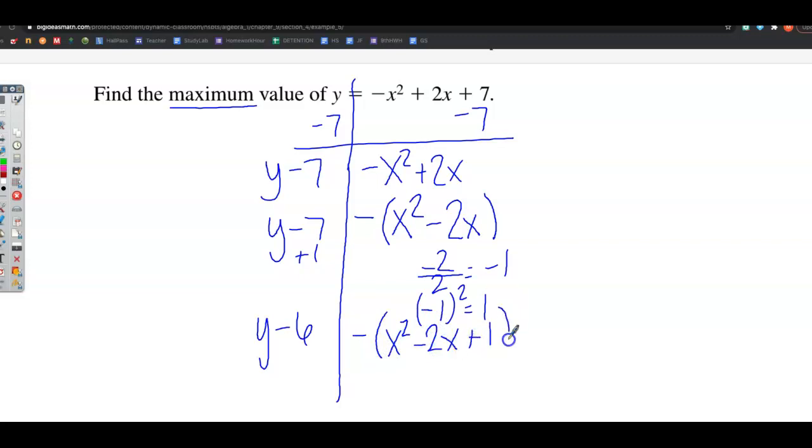Plus 1. And then negative 1 equals 2, so we factor it. Never mind. So I would have negative, parentheses, x minus 1, Truman says. Do we agree? Yeah.